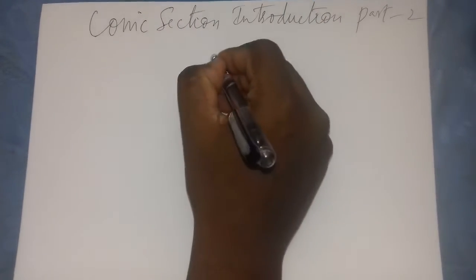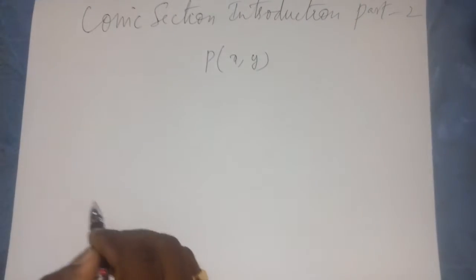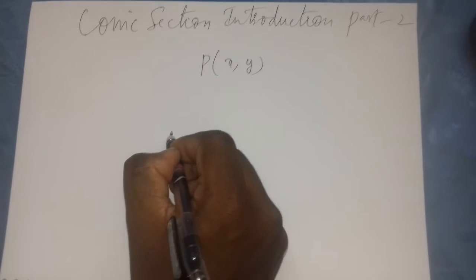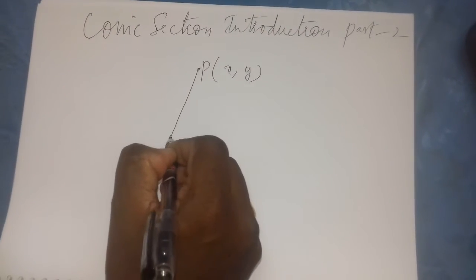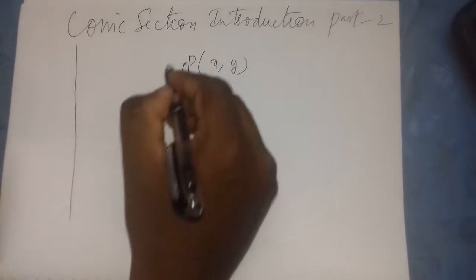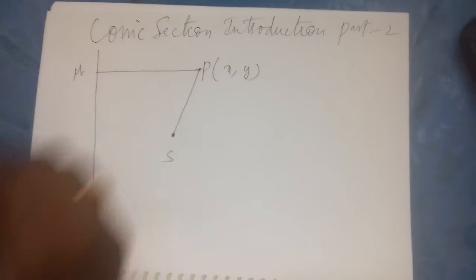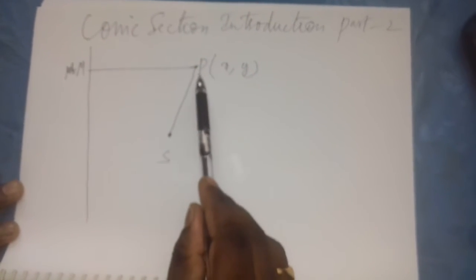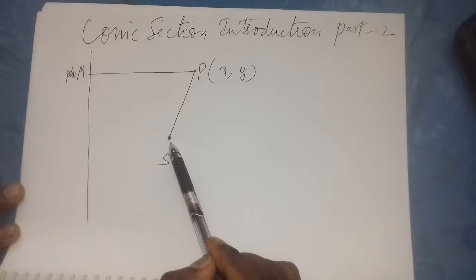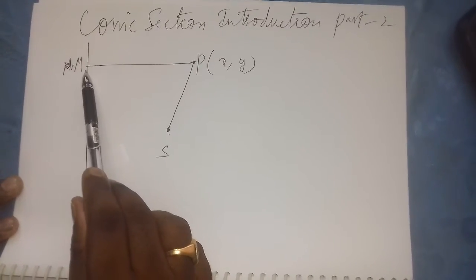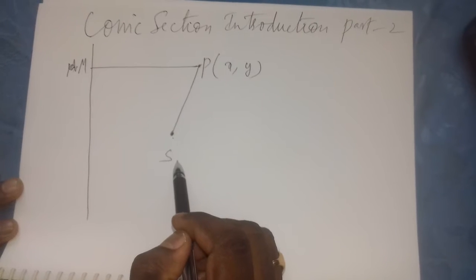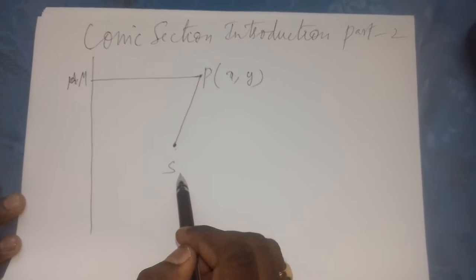The locus of a point P which is moving in a plane such that the ratio of the distance from a fixed point to the perpendicular distance of a fixed line, right? So let this be, say, point M. This is a fixed line. The ratio of the distance of P from a fixed point S to the perpendicular distance to a fixed line should always be constant. Then this is the definition of a conic section.